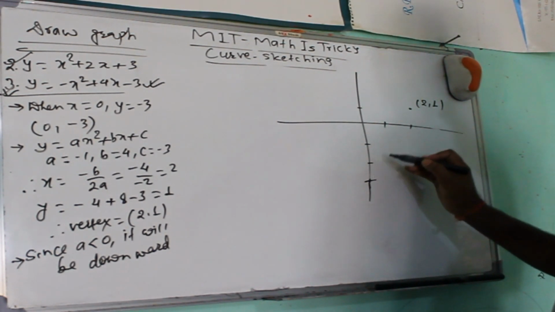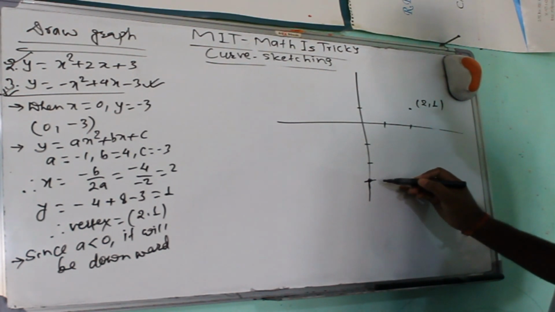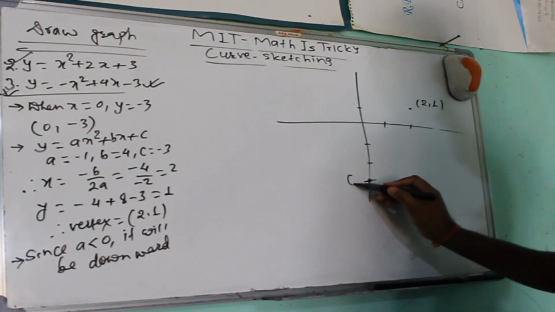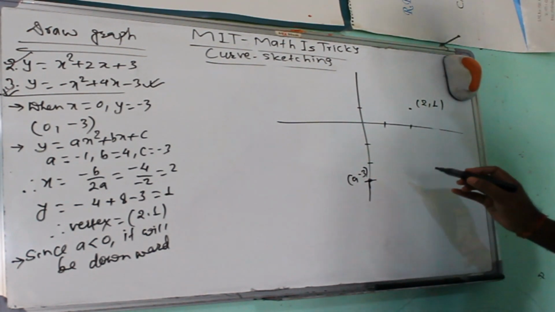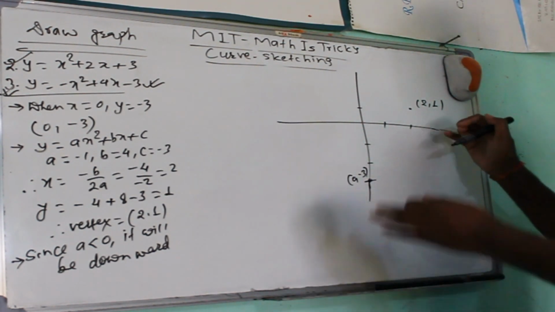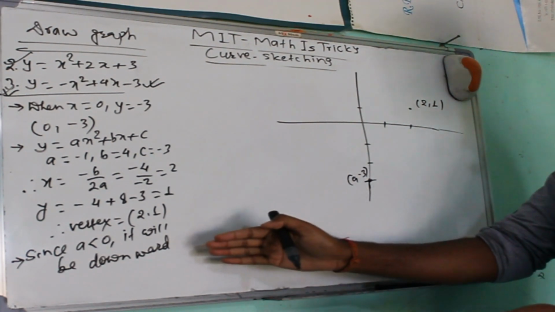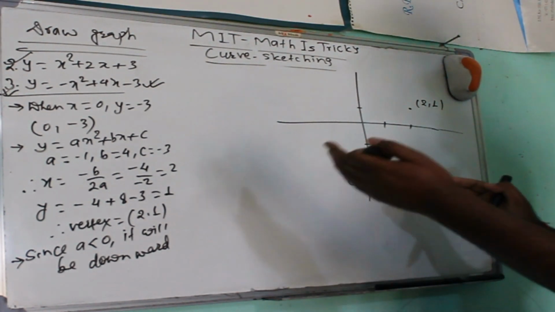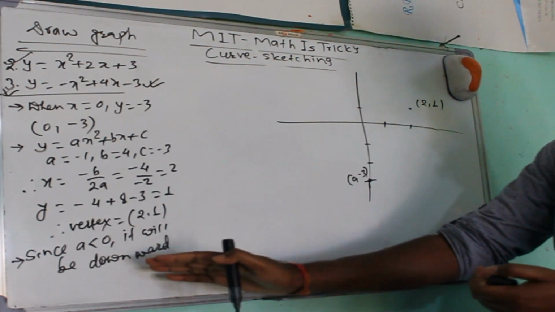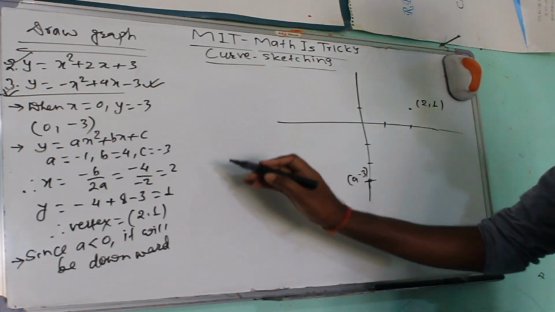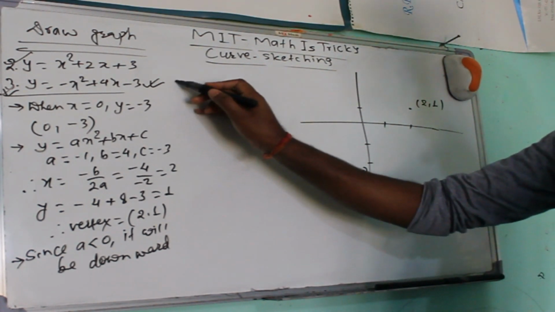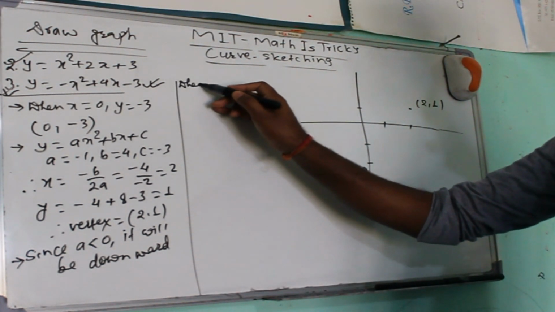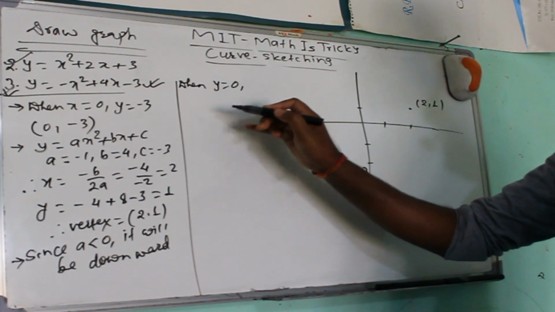So (0, minus 3) is the next point. Now it is downward. We have got the idea that it is going to be downward. So let's find, if it is downward, what will happen when y equals 0?